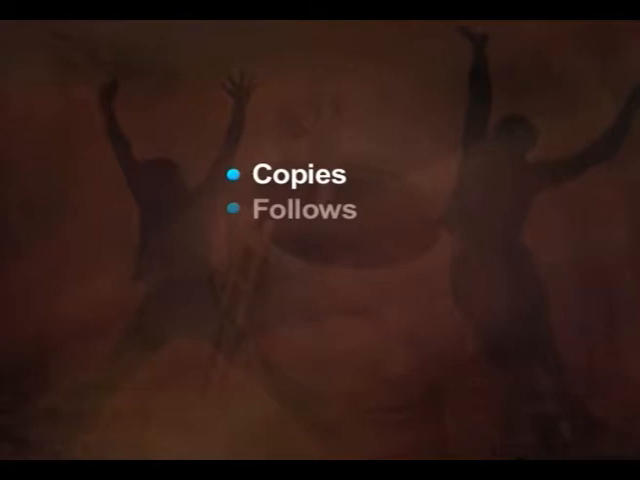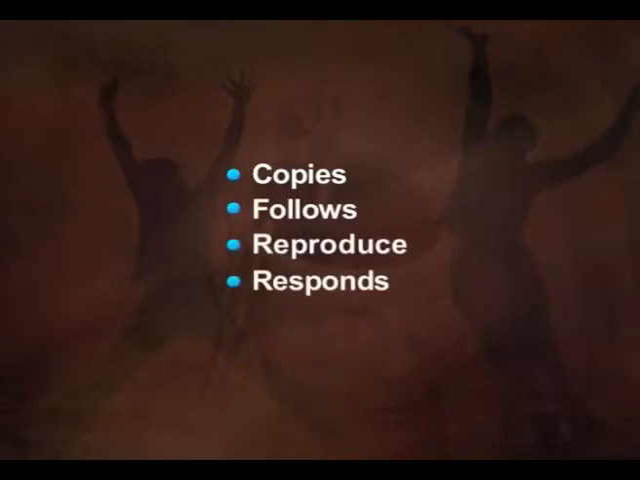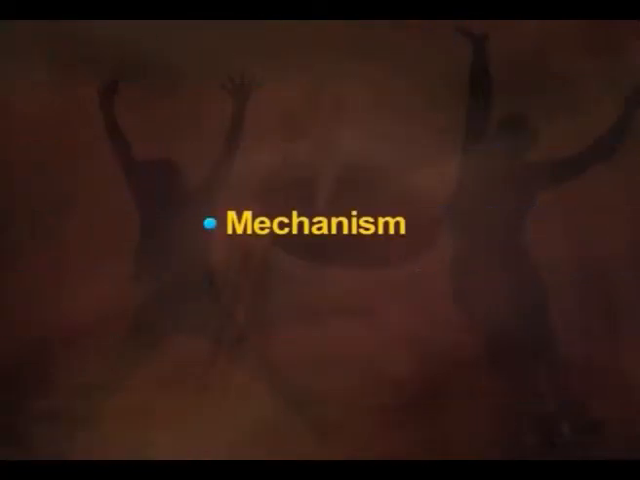Then, to test this learning objective, the keywords that are used in framing the objectives would be copies, follows, reproduces and responds. Then we have mechanism. This is the intermediate stage in learning a complex skill. Learned responses have become habitual and the movements can be performed with some confidence and proficiency.